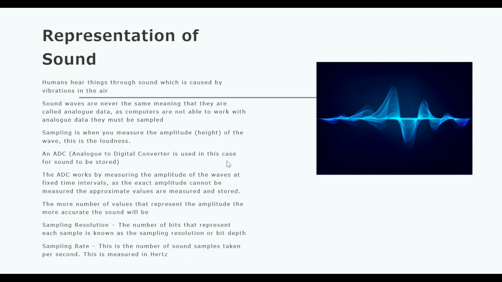So, like we said here, the amplitude of waves is measured at fixed time intervals. The shorter those time intervals, the higher the sampling rate.